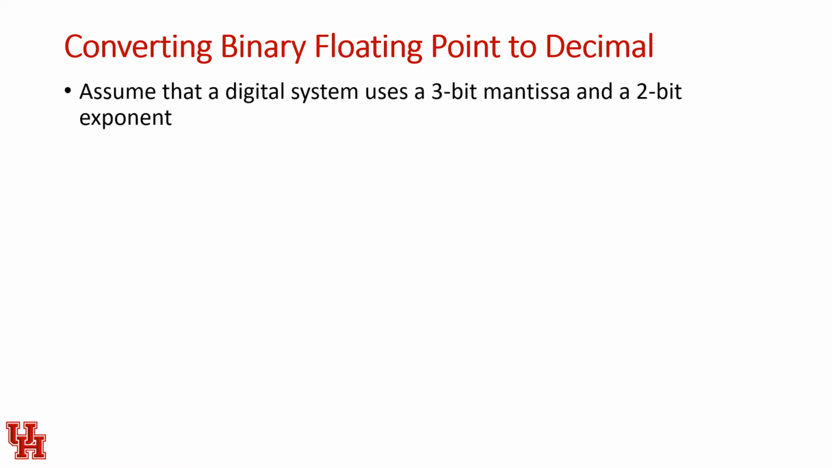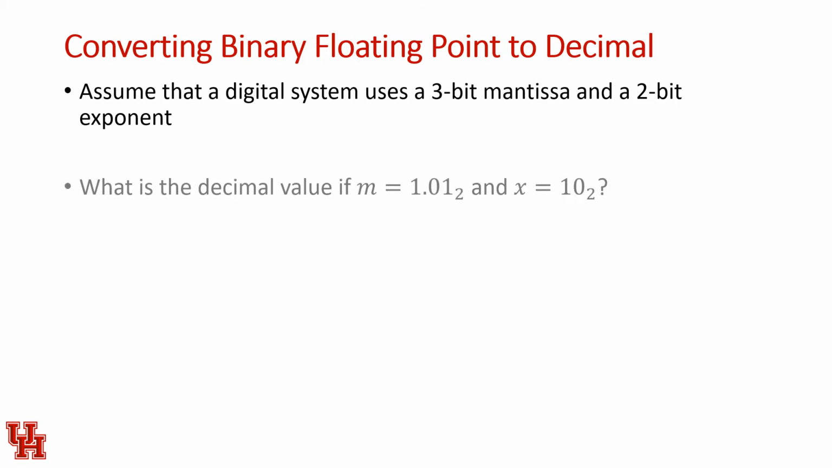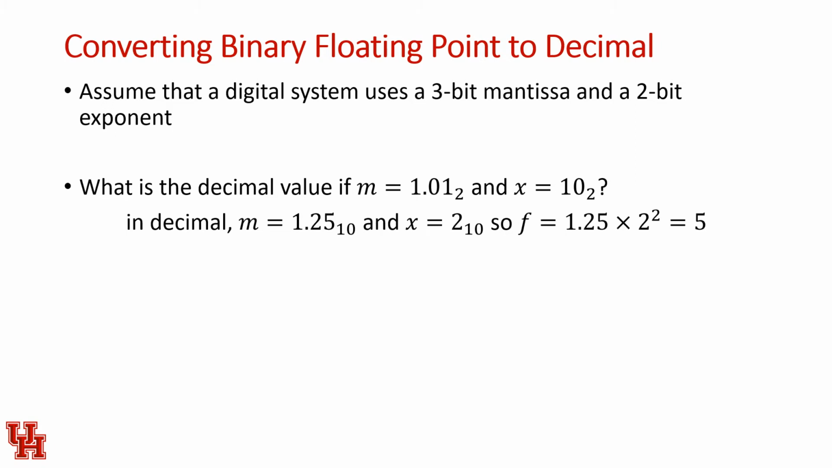Here we'll allocate 3 bits to our mantissa and use a 2-bit exponent. Now consider the case where our mantissa is given by the binary value 1.01 and the exponent is given by 10. If we apply the binary to decimal conversion we discussed in the last lecture, the corresponding decimal values are 1.25 for the mantissa and 2 for the exponent. Plugging that into our general expression for floating point gives us 1.25 times 2 squared, or 5.